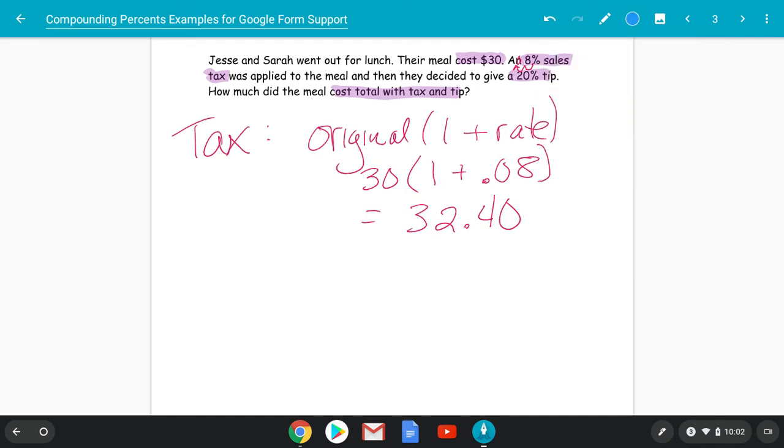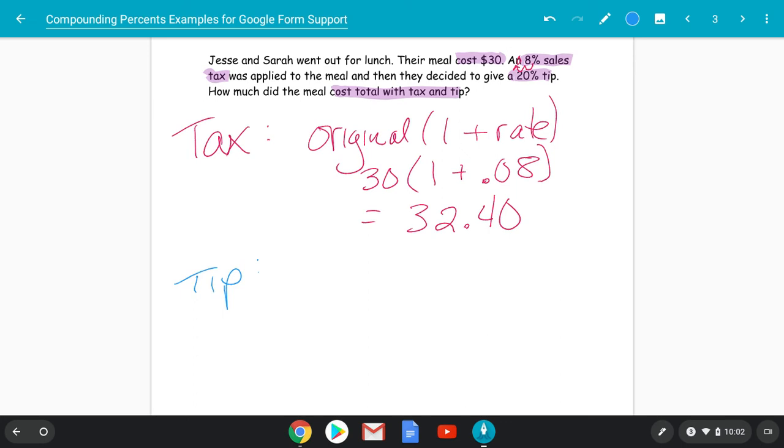So now we're looking at how much it's going to cost with the tip. So after the tax, they're going to get their bill. The meal costs them $30, but then it's going to usually have the tax included with it. So they're going to see at the bottom of their bill $32.40. So now they're going to base their tip off of that.